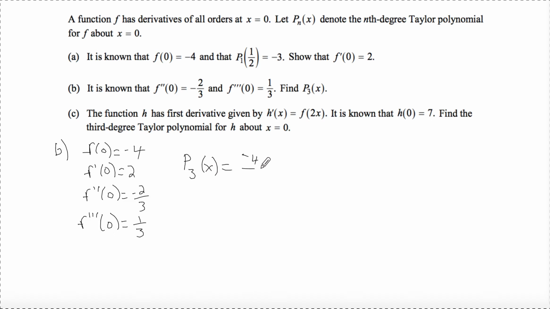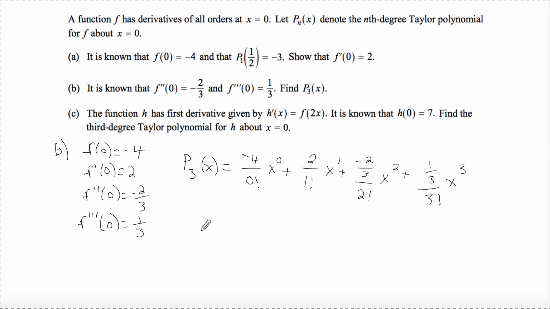F of 0 divided by 0 factorial x to the 0, plus f prime over 1 factorial x to the first power, plus f double prime over 2 factorial x squared, plus f triple prime, because I want the third degree Taylor polynomial, f triple prime over 3 factorial x cubed. I like to double check because there's so many numbers here. I need to make sure I've not made a mistake. Okay, then we can simplify.